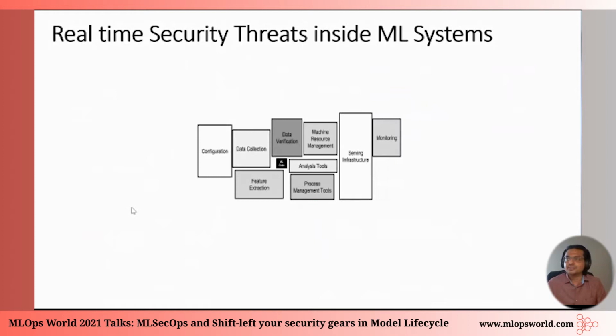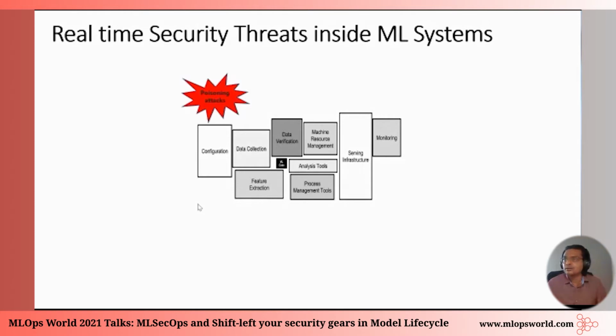Once again, let's bring up the same figure which you all are super comfortable with. Again, from a reference standpoint, the figure is taken from the research paper called Hidden Technical Debt in Machine Learning Systems, which talks about the several elements of a machine learning model. But what are the threats that reside inside these ML systems? What are the vulnerabilities that could be exploited by adversaries or hackers?